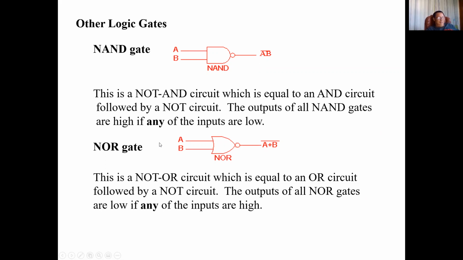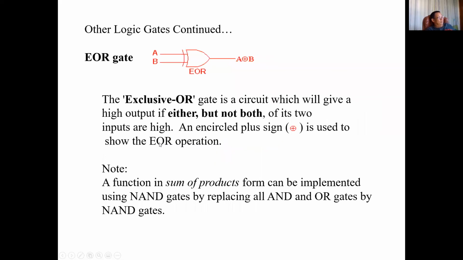Do you follow? Because it's the invert of an OR. Another logic gate is an EOR or an XOR, sometimes called an XOR. It's an exclusive OR. It's like an OR gate. So this is the symbol: a plus inside the circle, and this is an XOR gate with a double curved line on its input.